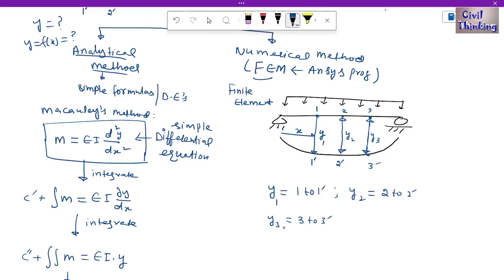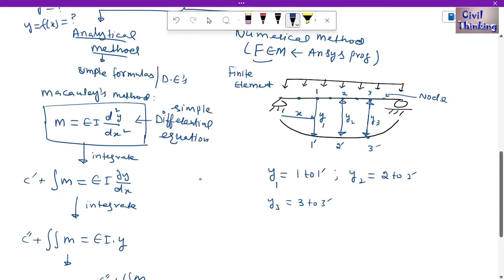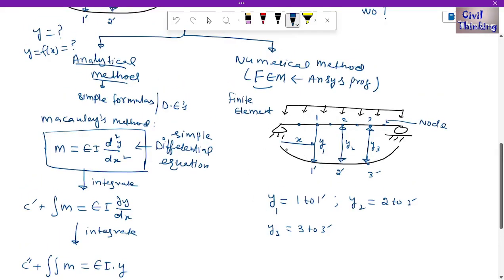Now in FEM, what does it do? It computes the deflection of each point. In FEM we call this point a node. It calculates the deflection of each node, because we are talking about deflection. If it was not a beam and we needed to find the temperature at different points, then it would calculate the temperature at different nodes. Right now we are talking about deflection, so Ansys will calculate the deflection of each node.